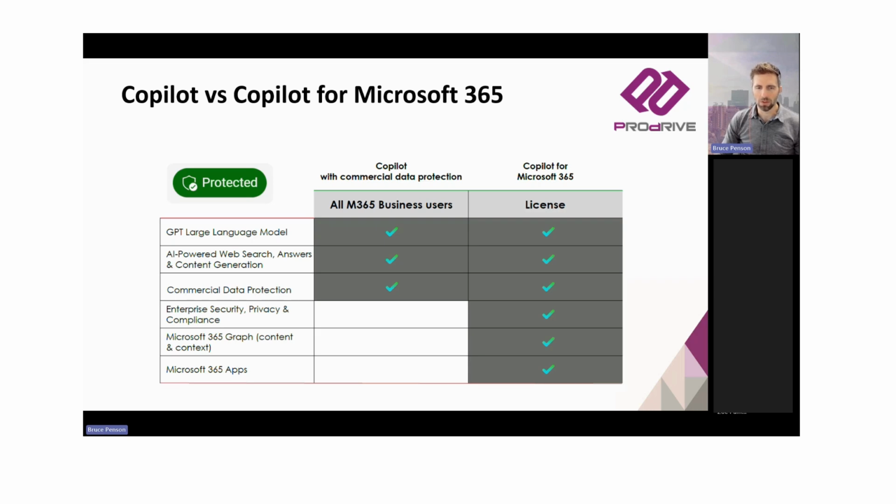Copilot for Microsoft 365 does require an additional license. It's about £300 a year per person, but that allows you to use Copilot within the Microsoft 365 apps and based on your internal business data.